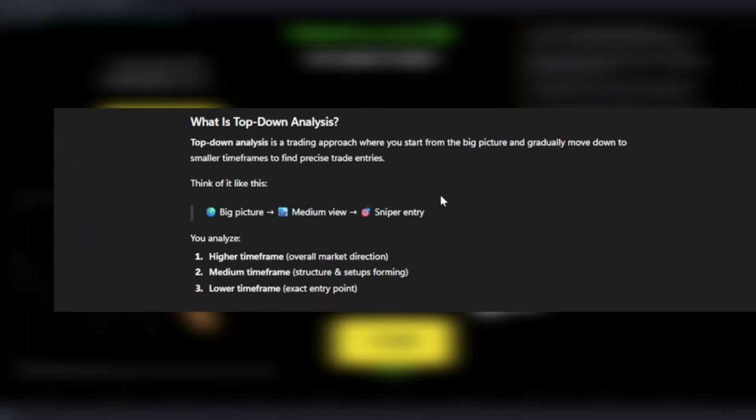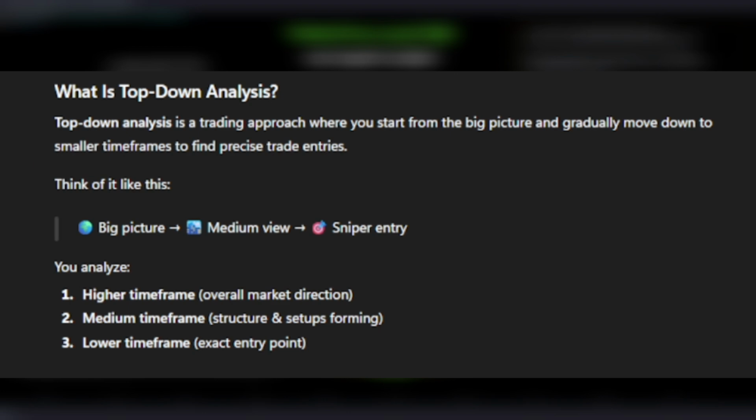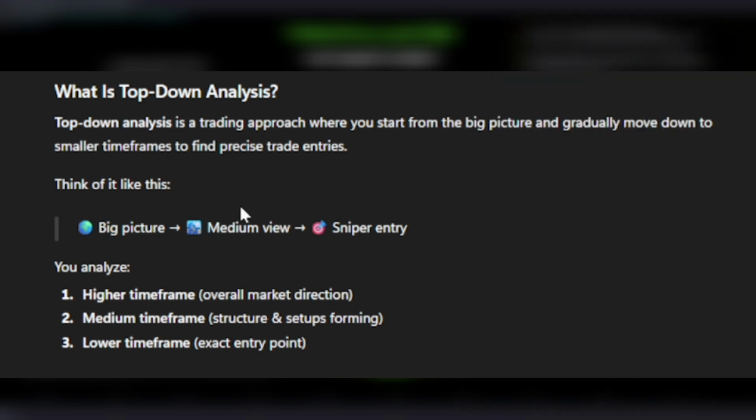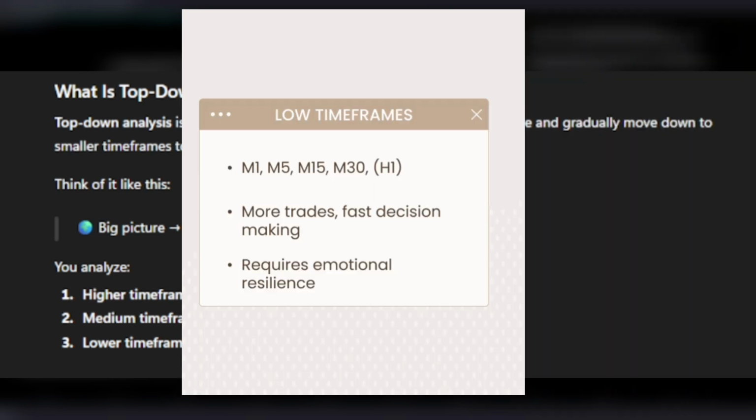What is top-down analysis? Top-down analysis is a trading approach where you start from the big picture, gradually moving down to smaller time frames to find price trade entries. For example, the big picture is the monthly and weekly time frames. Then the medium view is the 4-hour and 1-hour time frames. Then the sniper entry, we find on a lower time frame like 5 minutes.